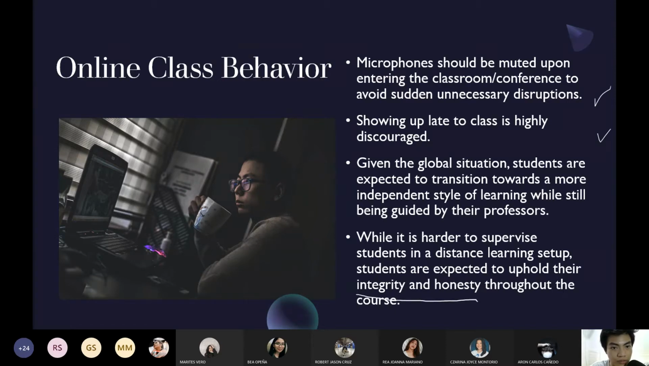Kasi it will really take your time para ma-develop yun. So yung grades, madali makuha, but the knowledge, hindi agad-agad yun nakukuha, no? If you're an aspiring doctor, then you should focus more on the knowledge rather than the grades, no?